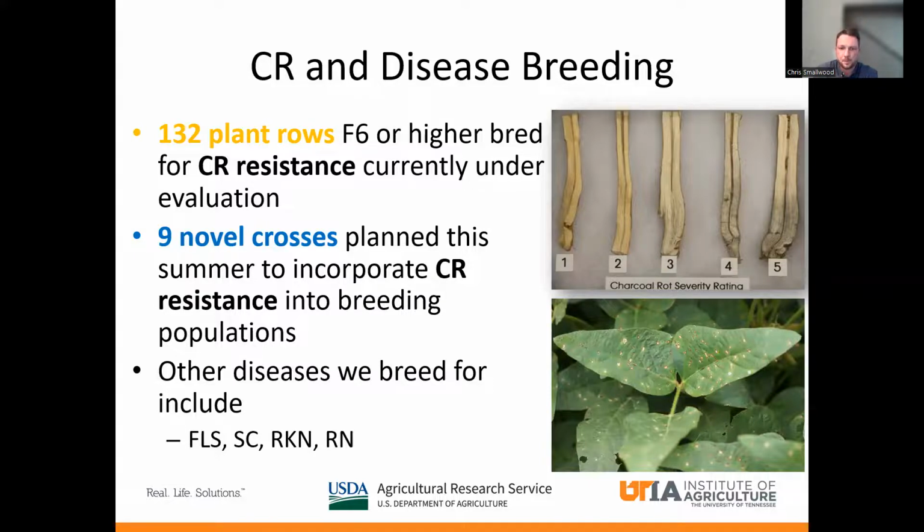Other diseases that we breed for, most of our release lines include a combination of these different disease packages, including frogeye leaf spot, stem canker, root knot nematode, and reniform nematode.